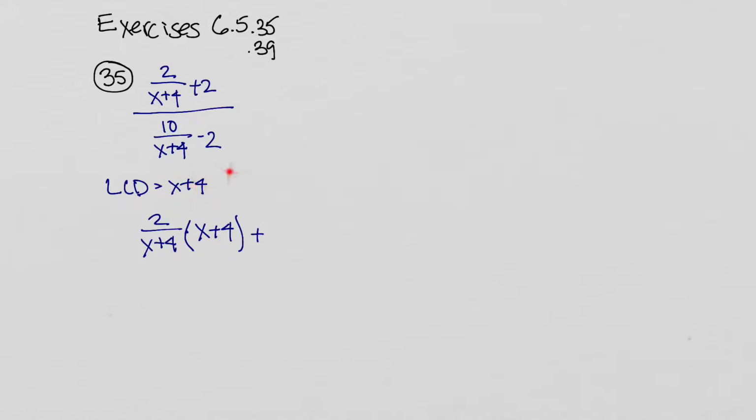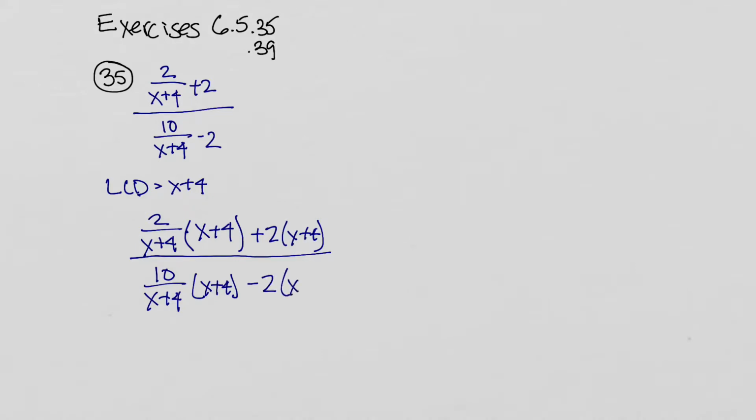Then we're going to take our LCD and write it right next to the 2. So we're going to have a 2, and then the x plus 4 right in parentheses again. And in our denominator, we're going to have that 10 over x plus 4 times our LCD, which is x plus 4. And then minus 2, and let's multiply that by the LCD, the x plus 4.